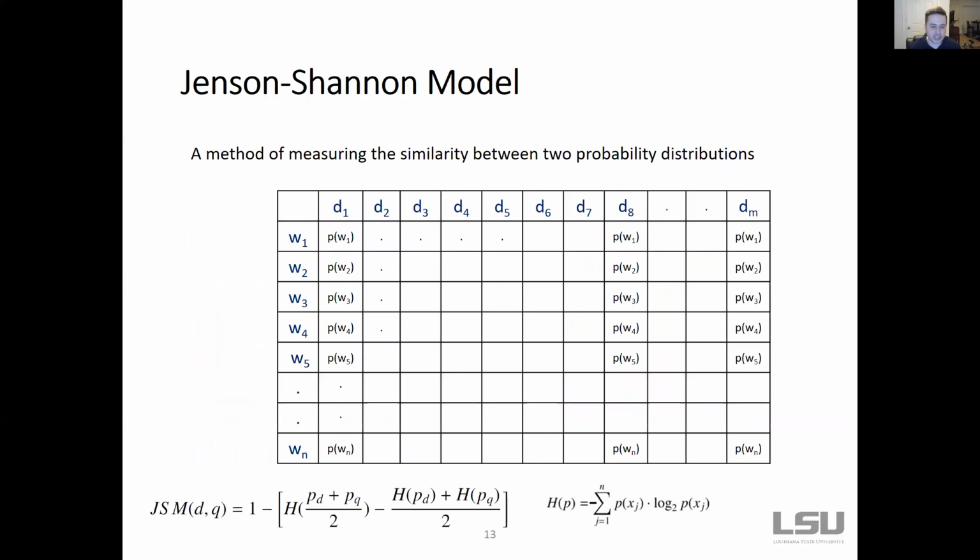Another more intelligent method is the Jensen-Shannon model. The Jensen-Shannon model is a probabilistic method.